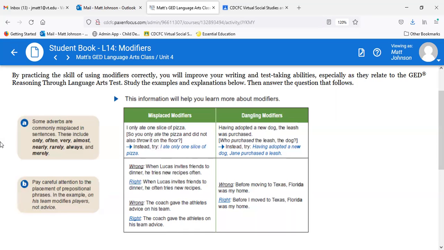The other example they give: "Before moving to Texas, Florida was my home." What we need in place is "Before I moved to Texas, Florida was my home." We don't understand who is moving in the first sentence. So we add I before moved, and that makes a complete sentence there, correct grammatically as well.